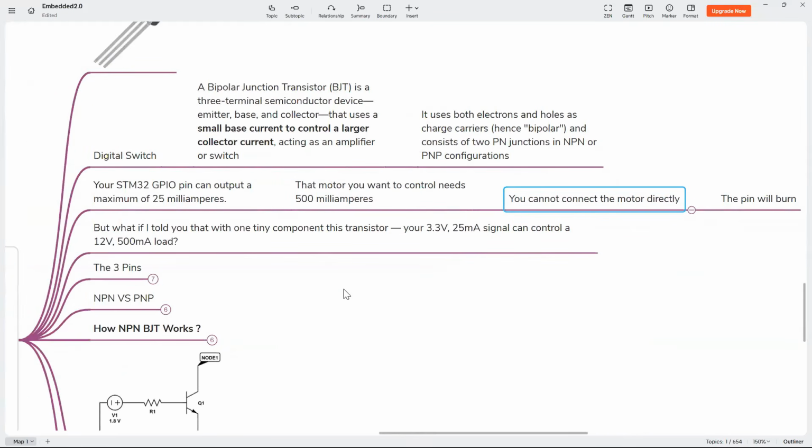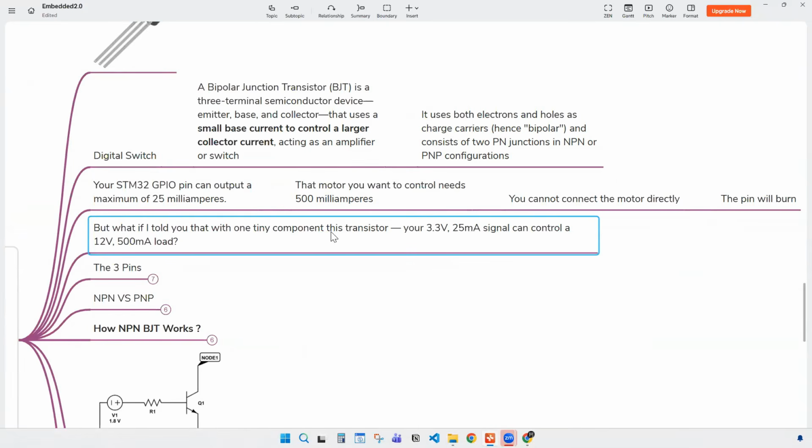To solve that problem, we need this component called the transistor. Even though your 3.3 volt, 25 milliampere GPIO pin alone cannot drive it, it can control even a 12 volt, 500 milliampere motor easily with the help of one component called a transistor.